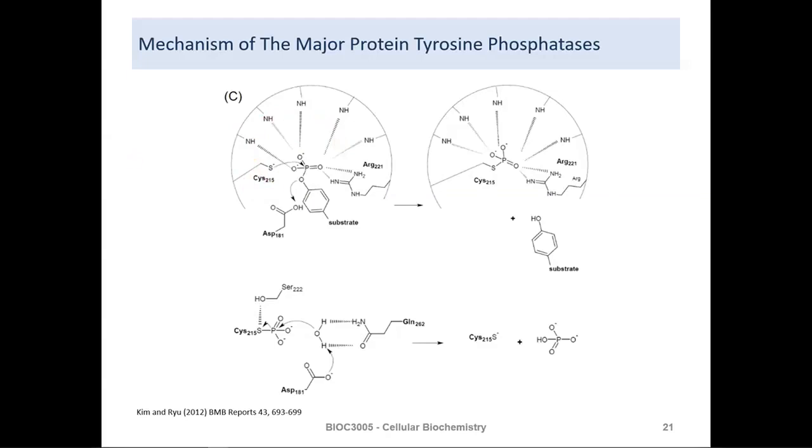We then have the active site cysteine 215, which exists as a thiolate ion in physiological conditions, attacks the phosphorus atom of the phosphotyrosyl residue. At the same time, the aspartic acid is ideally positioned to act as a general acid to donate protons to the phenolic oxygen of the substrate, up the aspartic here.